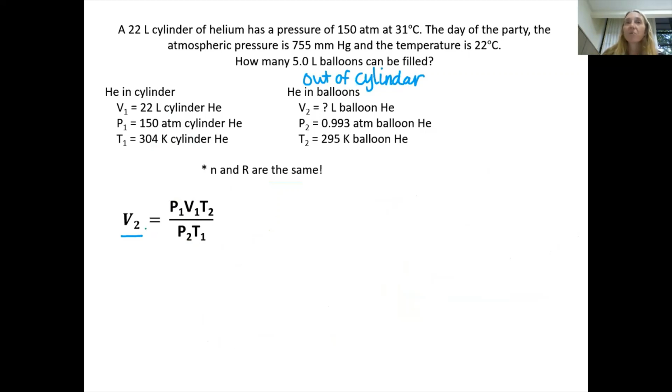Okay, so next we have to be really, really careful, right? We have V2 here. Our helium in the cylinders are the ones and our helium out of the cylinders are the twos. You have to pay really, really close attention. So I'm going to put these variables into my equation. P1 here is 150 ATM, and that's helium that's in the cylinder. V1 is also in the cylinder, so I'm going to put 22 liters. That 22 liters is in the cylinder.